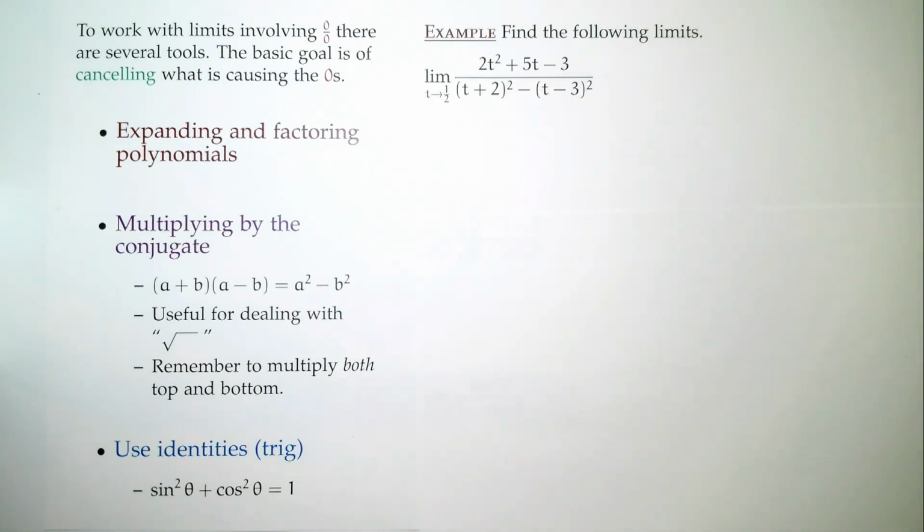Limit as t goes to a half of 2t squared plus 5t minus 3 divided by the quantity t plus 2 squared minus t minus 3 squared. Now, if you plugged in a half and were very patient, you would discover that the numerator turns out to be 0. On the other hand, the denominator turns out to be 0. So it's a 0 over 0. I'm going to skip that step, but you can check it if you want.